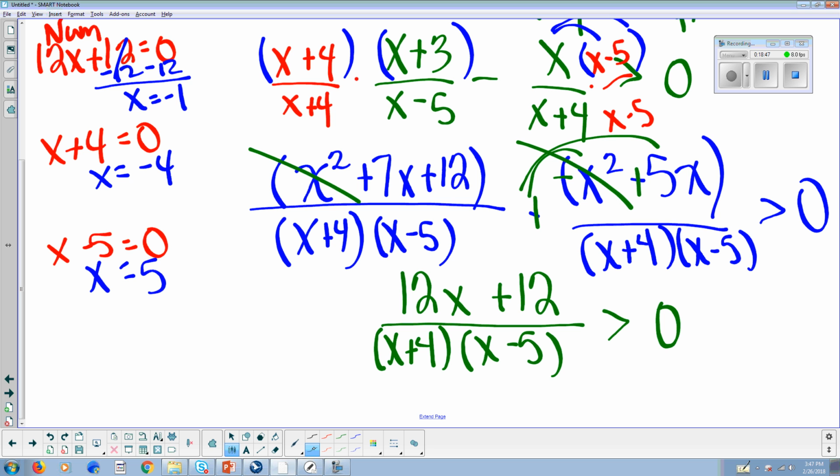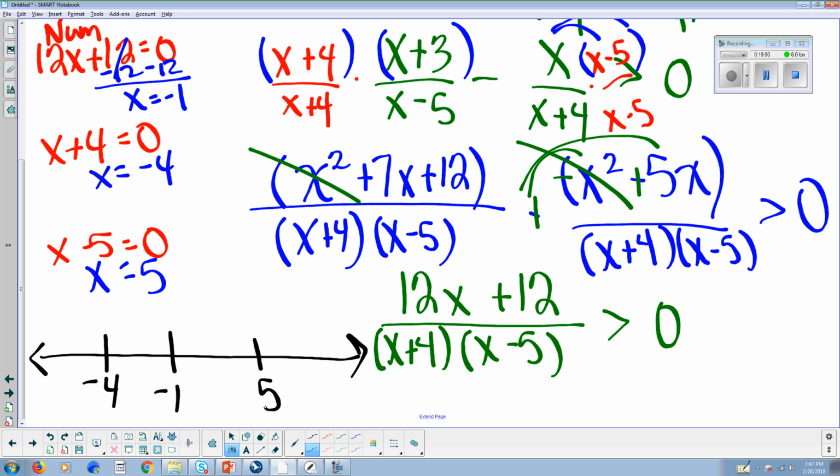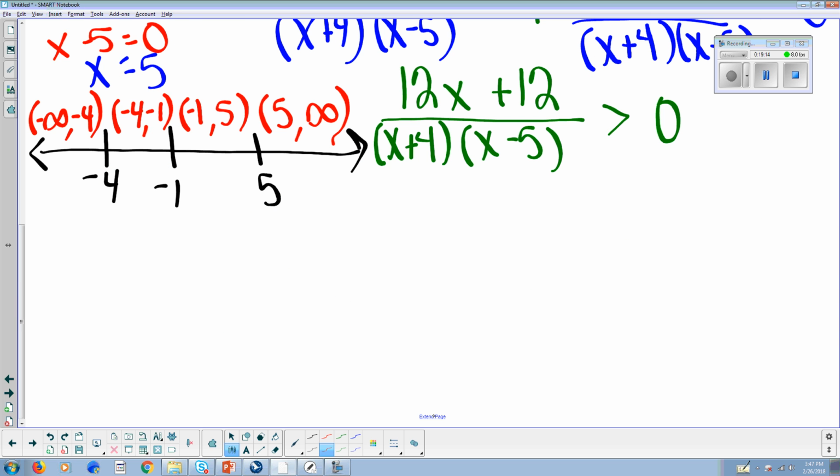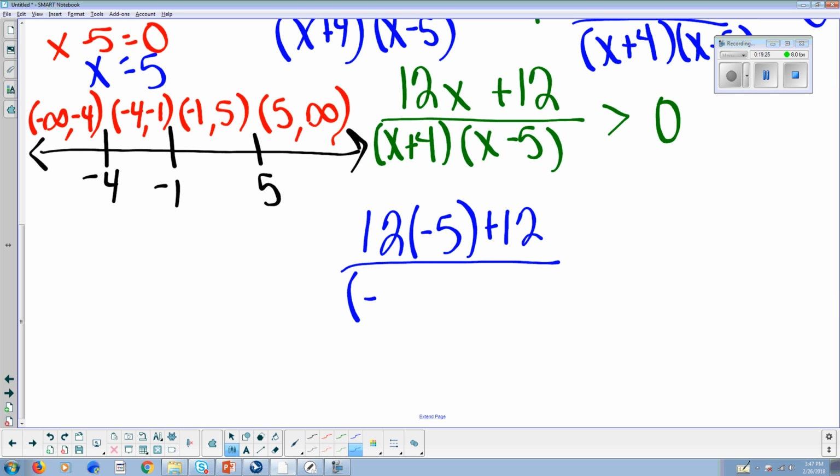So this time my number line gets just a little bit more complicated. My interval endpoints are negative 4, negative 1, and positive 5. So my intervals include negative infinity to negative 4, negative 4 to negative 1, negative 1 to 5, and 5 to infinity. And now I test the intervals. In the first interval, I'll substitute negative 5. So 12 times negative 5 plus 12 over negative 5 plus 4 times negative 5 minus 5.